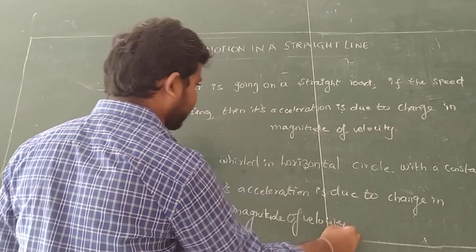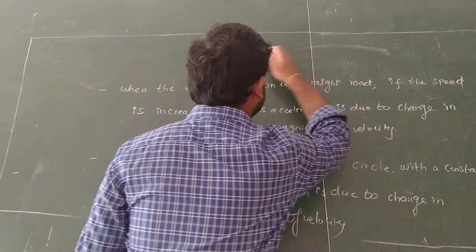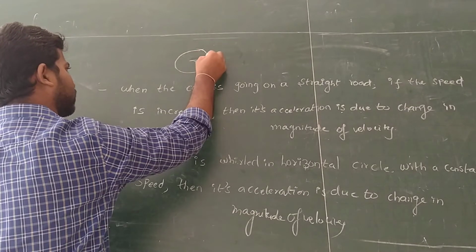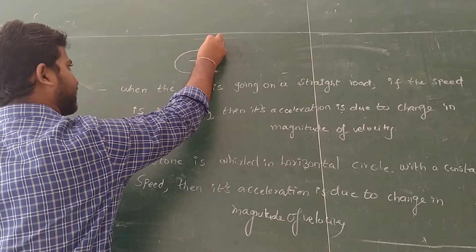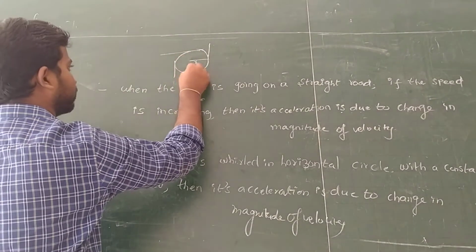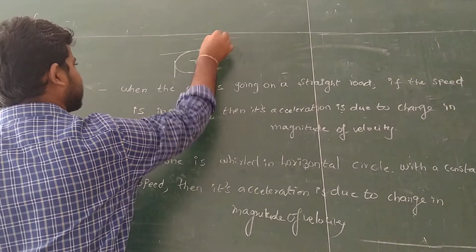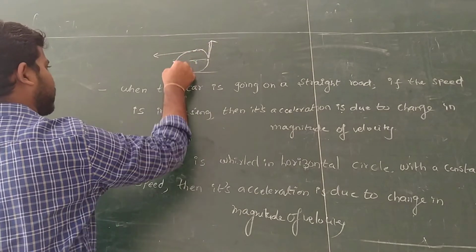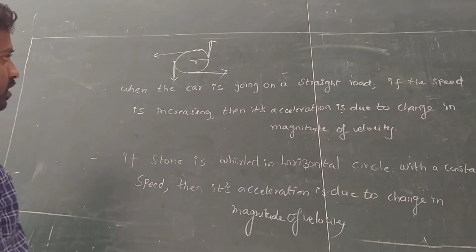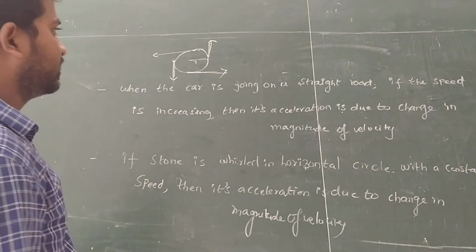Already I told, I will repeat again. Whenever you take any stone or any body or any particle moving in a circle, the speed is constant at any point on the circle. But at any point the direction will be changed. For this point the direction will be like this, for this point like this, and so on. So in the form of speed and velocity, the speed is constant but the direction will change.